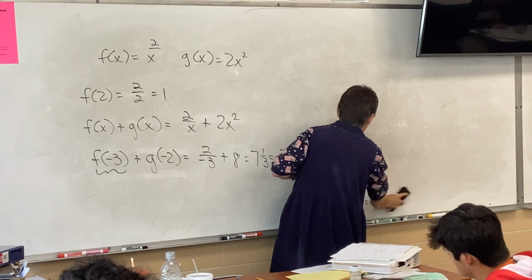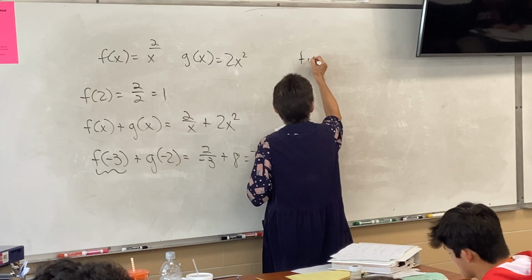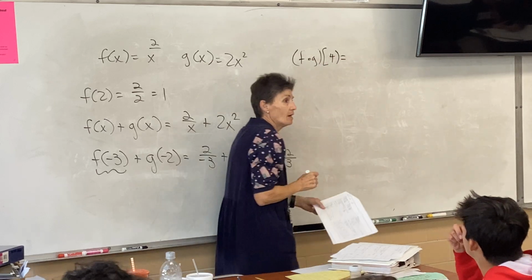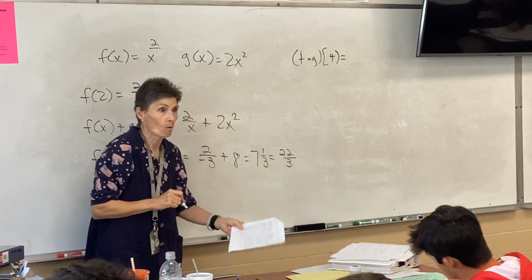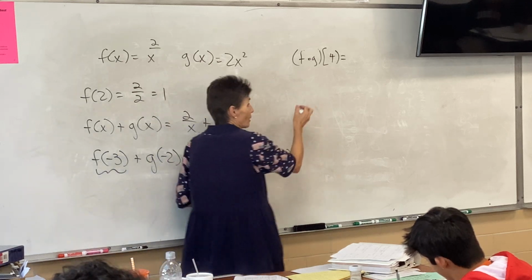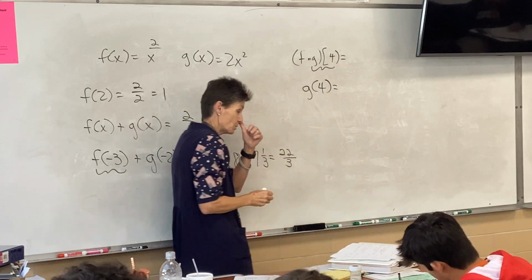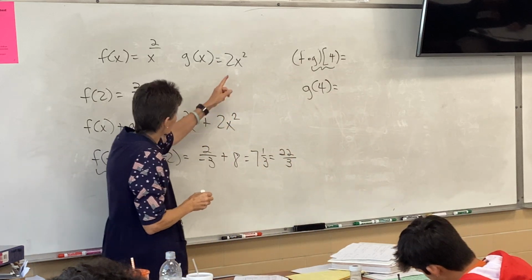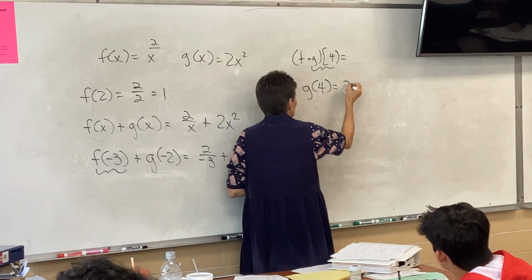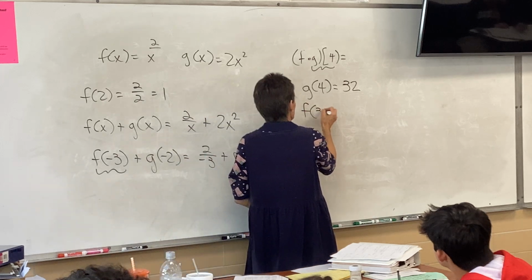The next one, it's hard to tell, but that's supposed to be a little open circle there. That's an open circle. So it says what's f of g of 4. So what do I start with? F of 4, g of 4. I start closest to the numbers. I start right here. G of 4. So what's g of 4? 32. Everybody okay with that? 32. And then f of 32.